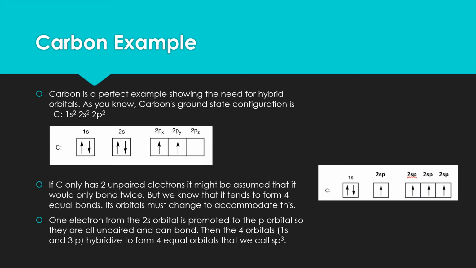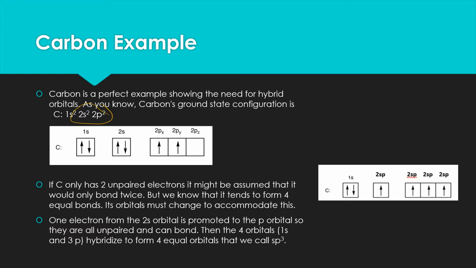So we're going to use carbon as our example to analyze what's going on here. And carbon is a perfect example showing the need for hybrid orbitals. As we have seen before, carbon's ground state electron configuration is shown here. We have 1s2, 2s2, 2p2, and we've got its electron diagram there as well. It would have these 4 valence electrons, in its s and p orbitals of the highest energy level.